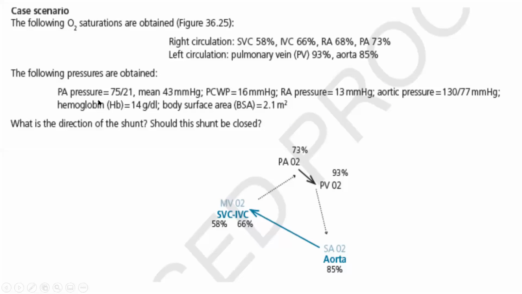Beside the shunt, we obtained, of course, pressure, and he has a very high PA pressure, 75/21, with a relatively upper limit wedge pressure, not significantly elevated. And this is his aortic pressure. And here we're giving you hemoglobin and body surface area. So if you need to calculate the actual QP, you can calculate it, not just the relative ratio. So what do you think here? Look at that. What kind of shunts do you have here? Is there a left to right shunt and is there a right to left shunt?